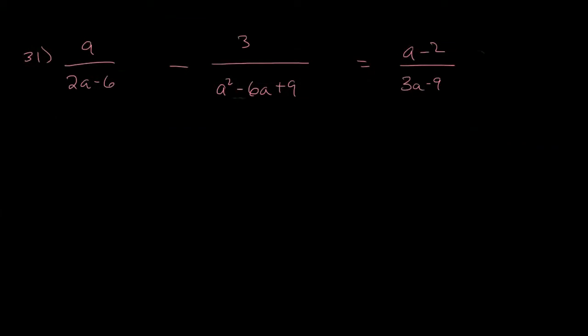We want to know what the LCD is of this. And in this case, we're going to have to factor all these terms in order to get that LCD. This one just has a greatest common factor, which is 2. When I divide out 2a, when I divide 2a divided by 2, the 2's cancel and I get a. Negative 6 divided by 2 is a minus 3. So I know my LCD will at least have a 2 and an a minus 3.